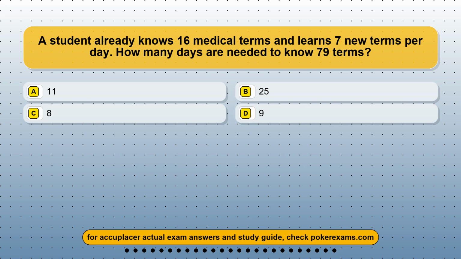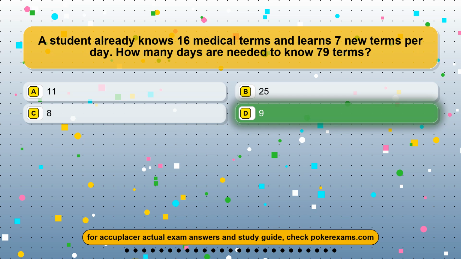Question 4. A student already knows 16 medical terms and learns 7 new terms per day. How many days are needed to know 79 terms? Option A, 11. Option B, 25. Option C, 8. Option D, 9.